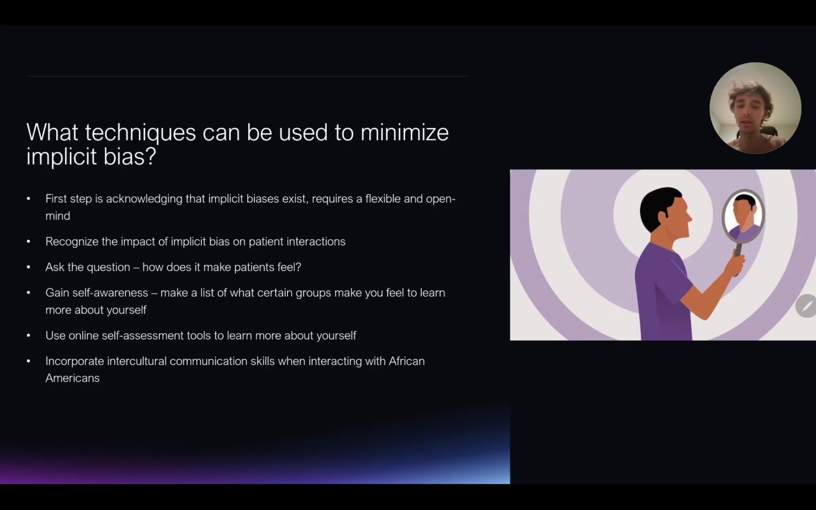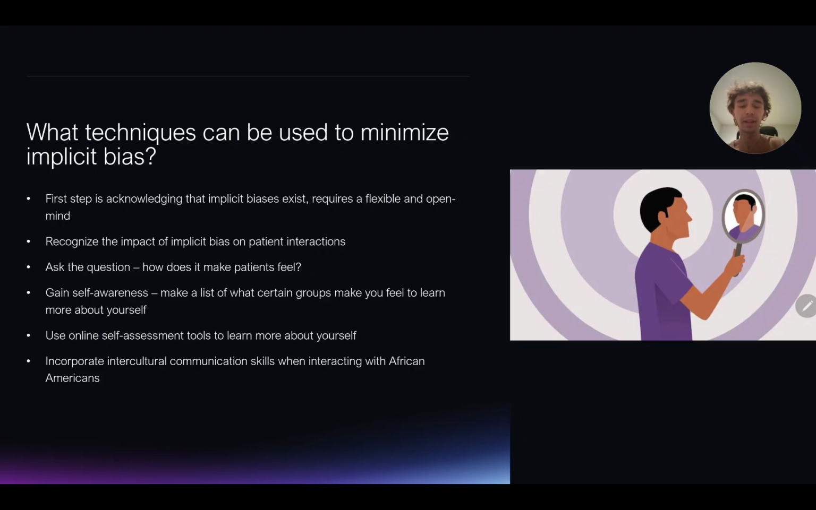So the next step, after we admit and acknowledge that we do have implicit biases, we need to recognize the impact of those biases on the way we interact with patients from African American groups, and asking the question of how does it make the patients feel and how does that impact their quality of care is of paramount importance.